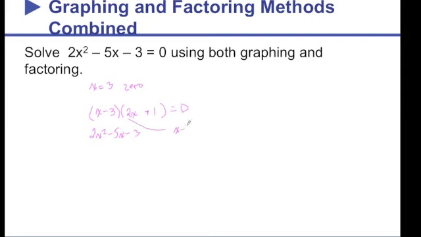So we know that x minus 3 equals 0, or x equals 3. We already knew we had that factor. And 2x plus 1 equals 0. 2x equals negative 1. x would equal negative 1/2. That is our other solution to this equation.